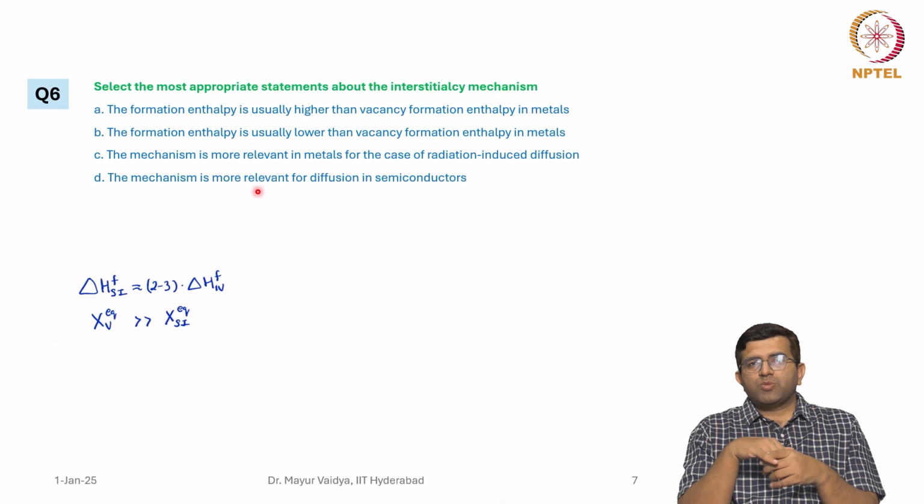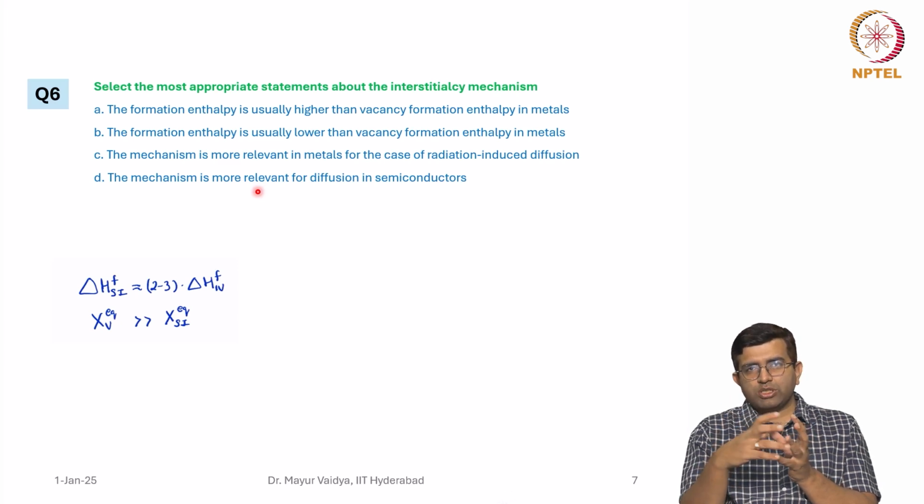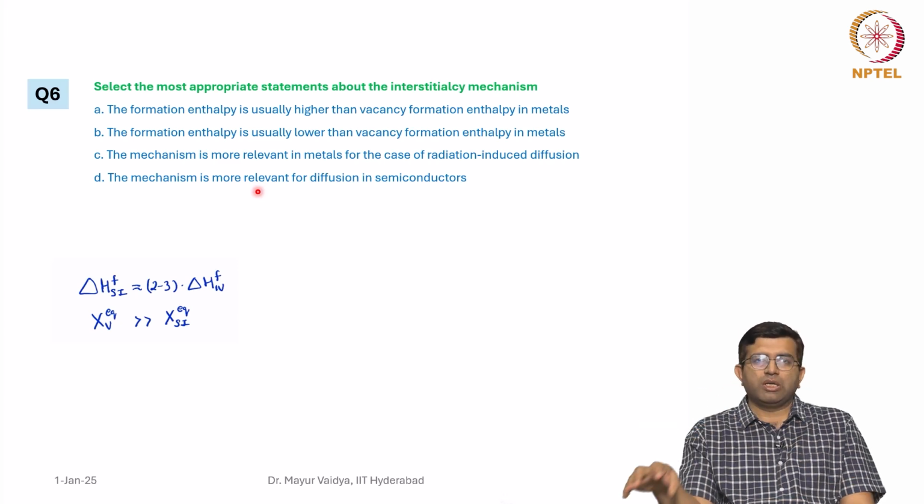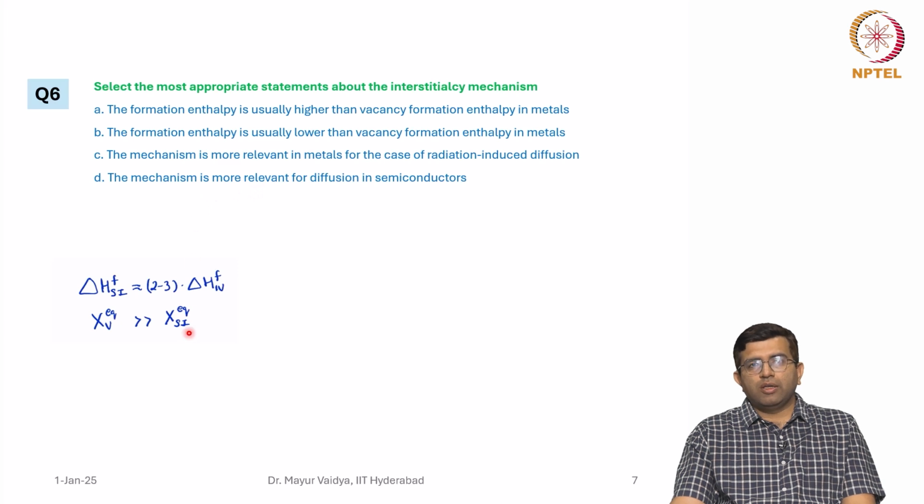The mechanism is more relevant for diffusion in semiconductors. This is also true with the relatively open structures. The self-interstitial formation is relatively easier in the semiconductors. So, we will see when we talk about the semiconductor diffusion in the later weeks.